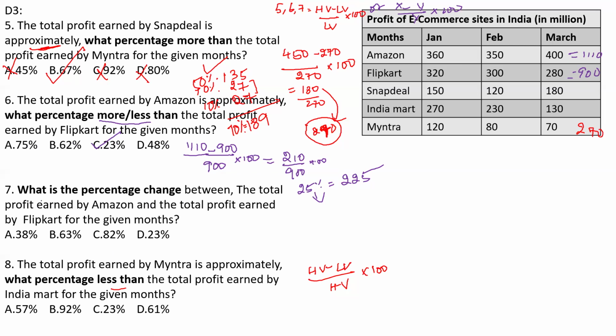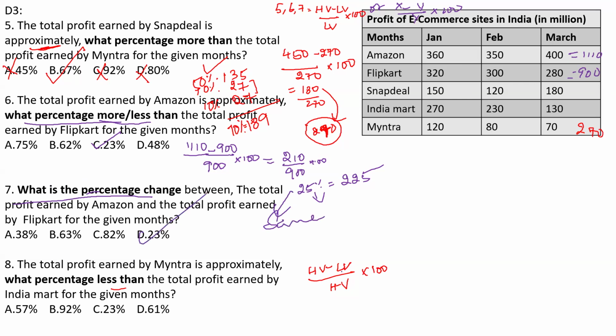Answer C. What is the percentage change between the total profit earned by Amazon and the total profit earned by Flipkart in the given months? Amazon's total profit we have already found, and Flipkart's for the given month also. So the question is only different: what percentage more or less, or what percentage change? They will change the question, but the method is the same.